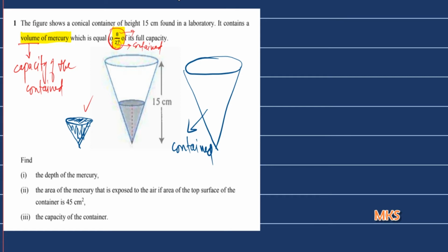This is for mercury. And this whole sentence, it contains a volume of mercury which is equal to this of the full capacity, means if I call the volume of mercury V1 and the volume of the container V2, so actually we are told that V1 over V2 is equal to 8 over 27.